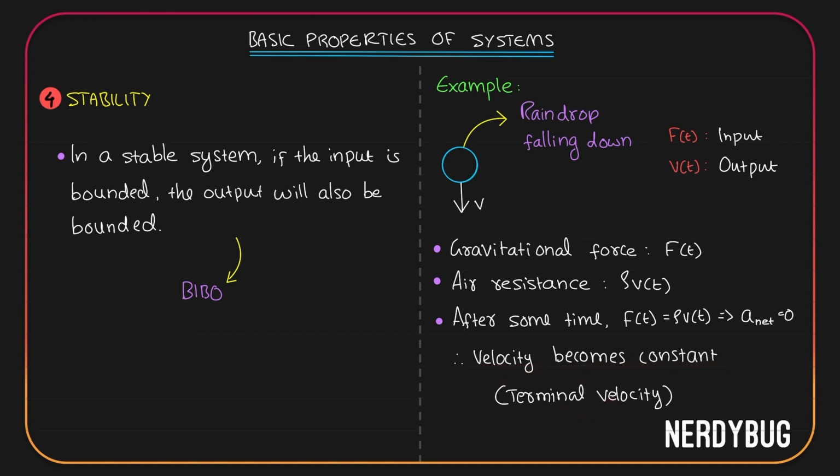Here we gave a bounded input, that is the attraction due to gravity. And the output, which is velocity, also didn't go out of our hands. It became a constant, which means it is bounded. So we can conclude this is an example of a stable system.